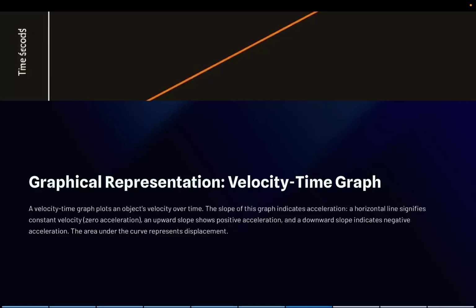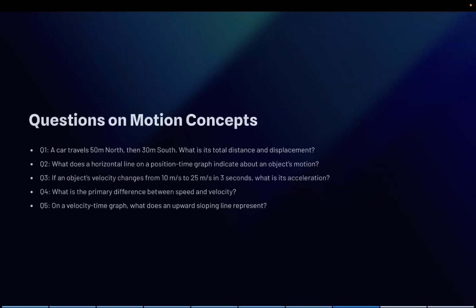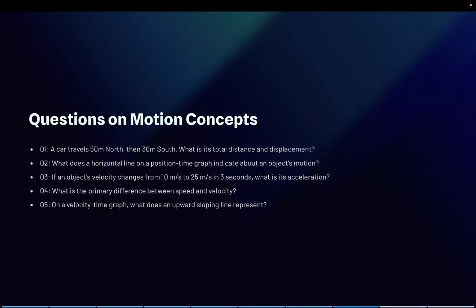And a downward slope indicates negative acceleration. That means the change of velocity is going down. The area under the curve represents displacement. Now, let's answer some of these questions here.